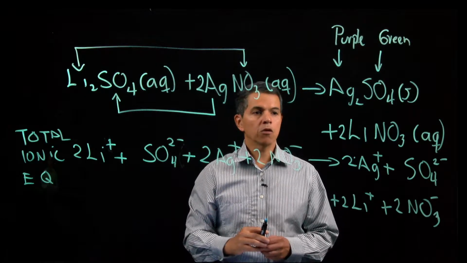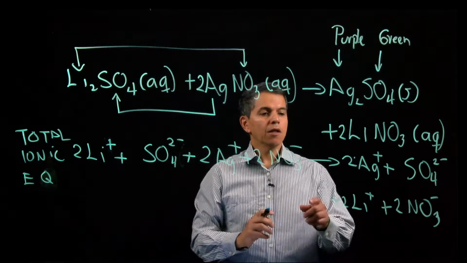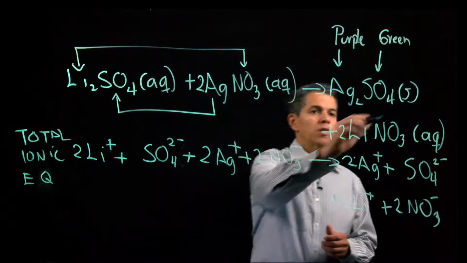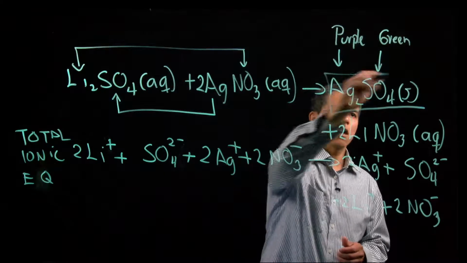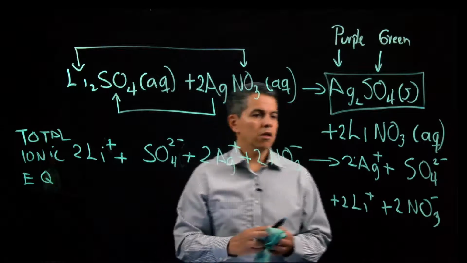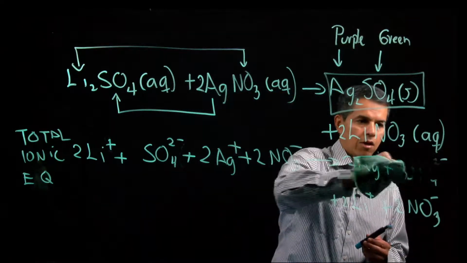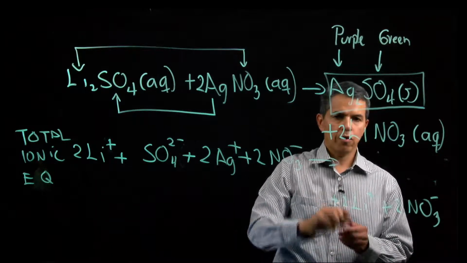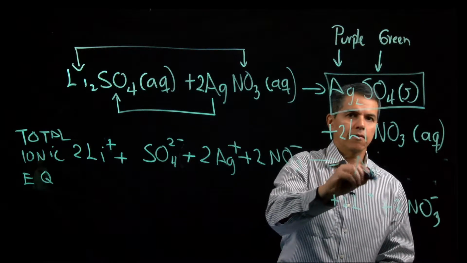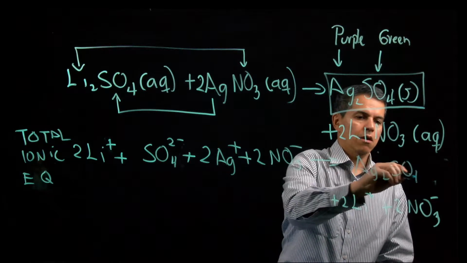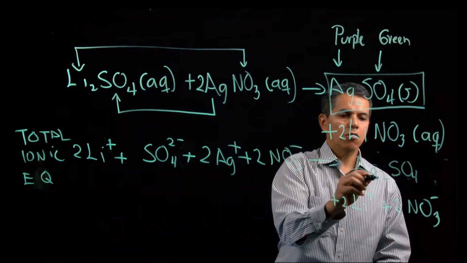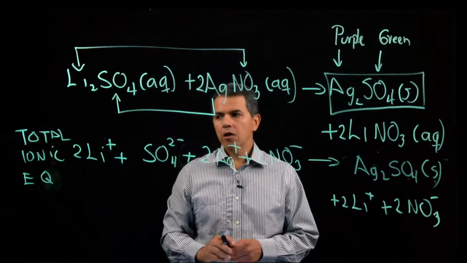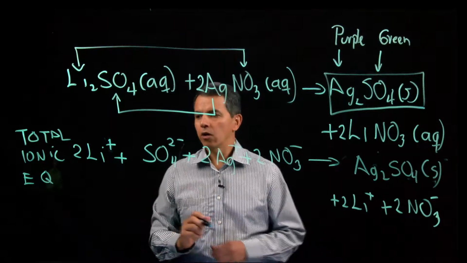What is wrong from this picture is that I actually have silver sulfate as ionized, and that is not correct because this is our precipitate. Notice that it is in the solid state, so this is not ionized. This has to be expressed as Ag2SO4 solid. Okay, so this is the total ionic equation.